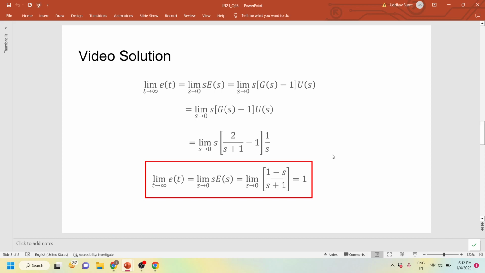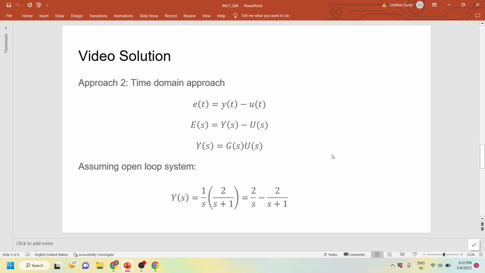Let us look at the time domain approach to this question. Same as before: e of t is equal to y of t minus u of t, e of s is equal to y of s minus u of s, and y of s is equal to g of s into u of s. These three will be the common data for both approaches. So let us directly calculate y of s from here. y of s is u of s into g of s, where u of s is 1 by s and g of s is 2 upon s plus 1.